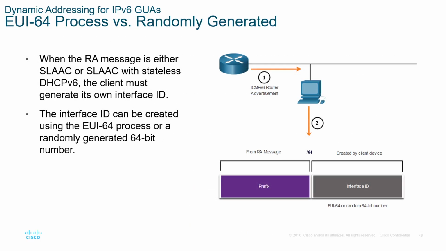When the router advertisement message is either SLAAC or SLAAC with stateless DHCPv6, the client will generate its own interface ID. Now, the interface ID can be created using EUI-64, as I already mentioned, or the randomly generated 64-bit number.